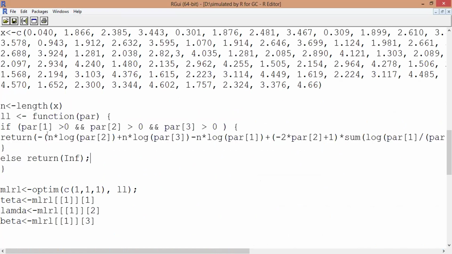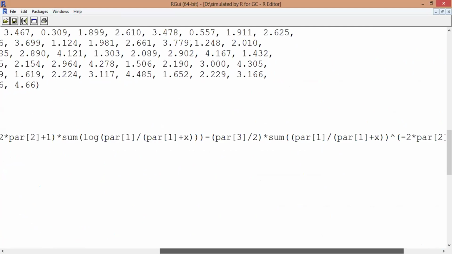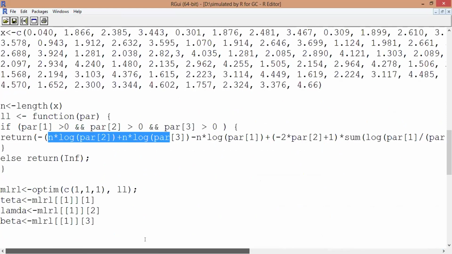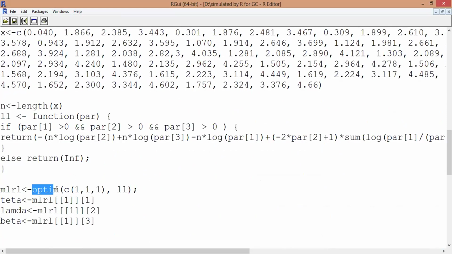Log likelihood, based on the log likelihood that we can find in equation 31. Okay, we have the log likelihood. After that, we use optim to estimate the parameters. So we will find theta for parameter 1, lambda for parameter 2, and beta for parameter 3, with initial values of 1 for theta, 1 for lambda, and 1 for beta. And then after that, we check whether the model is good or not.